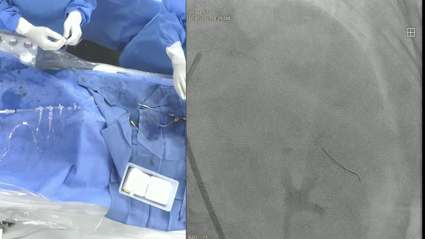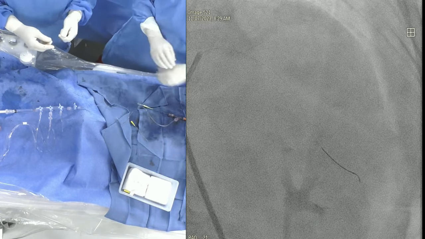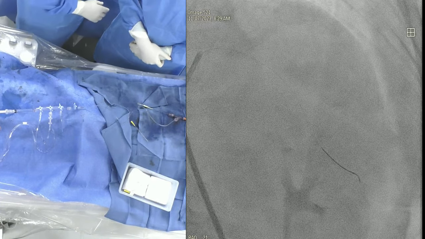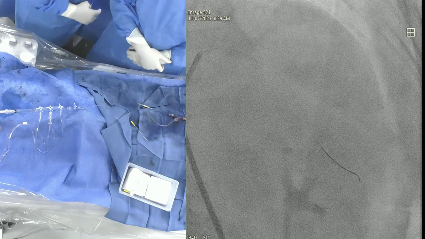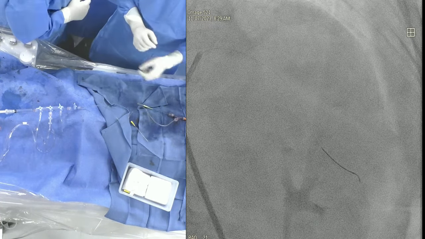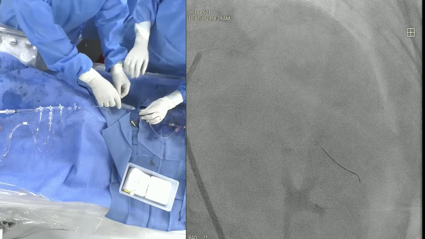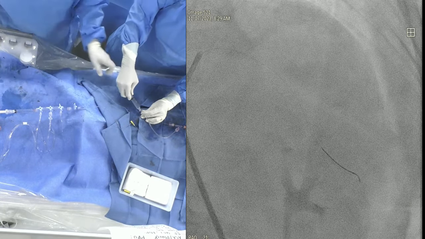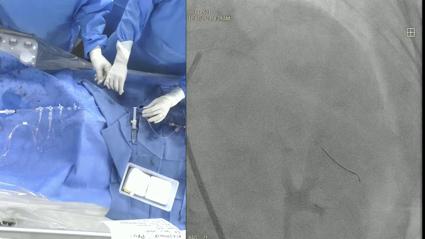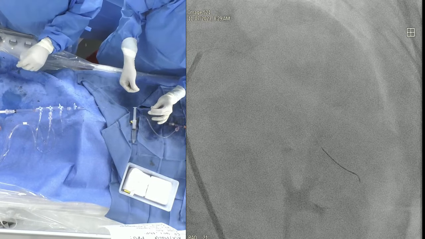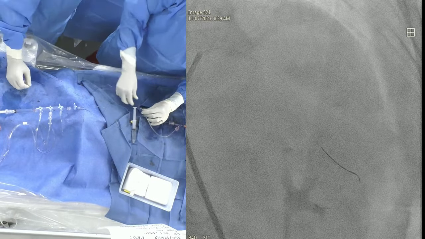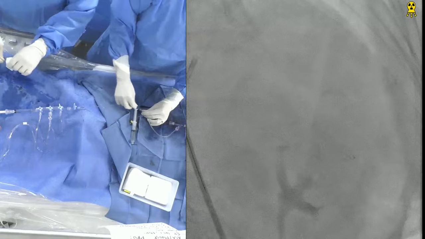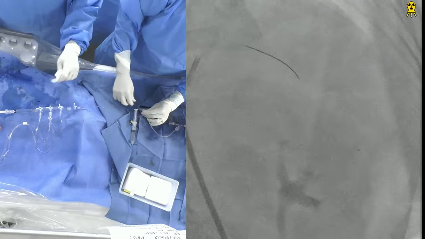So if you see there, you have a tight lesion, then a little aneurysmal pouch. It's like a small pouch. You have the diag originating and then the LED turns down. So you should always try to use polymer jacketed hydrophilic wires in this. So now since we crossed, we are going to go with the 300 wire.